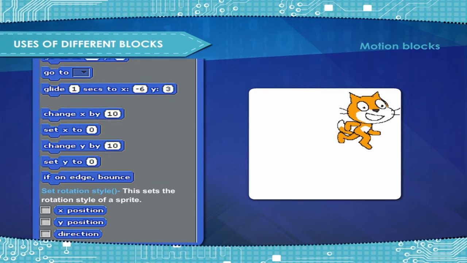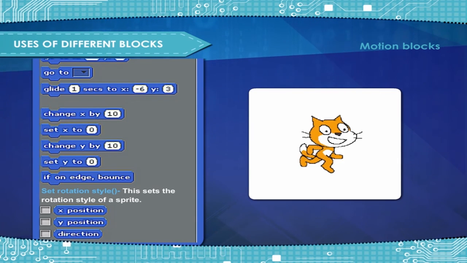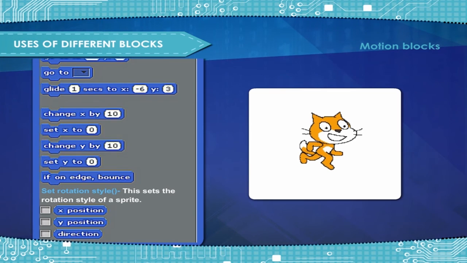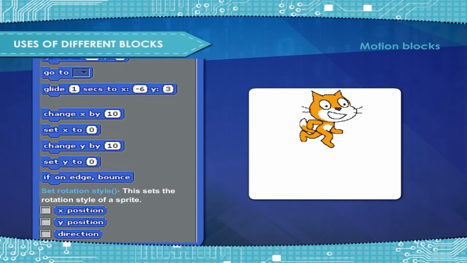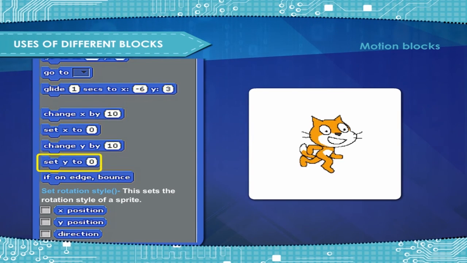Set X to. Sets the sprite's X position to the amount. Change Y by. Changes the sprite's Y position by the amount. Set Y to. Sets the sprite's Y position to the amount.